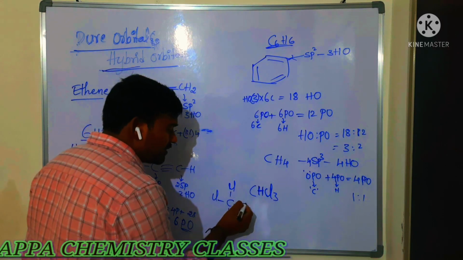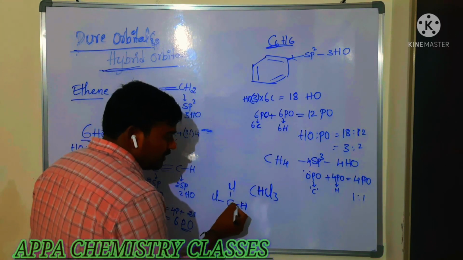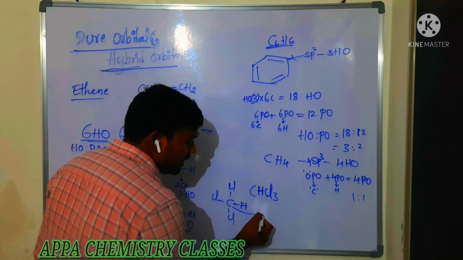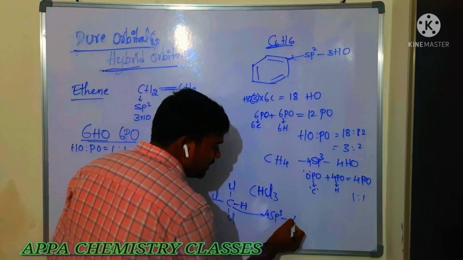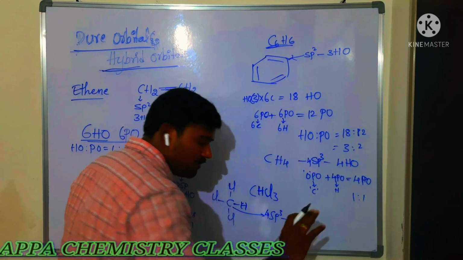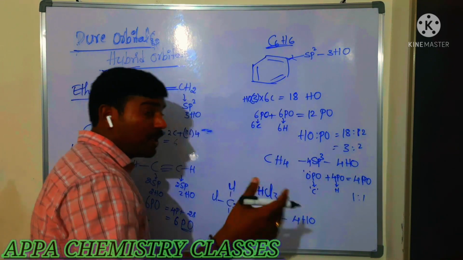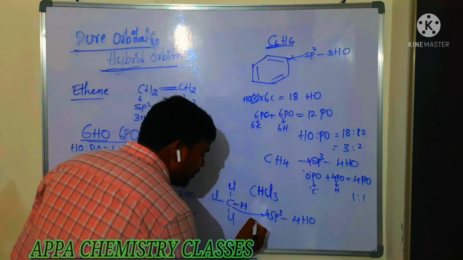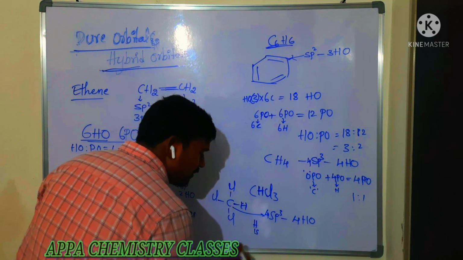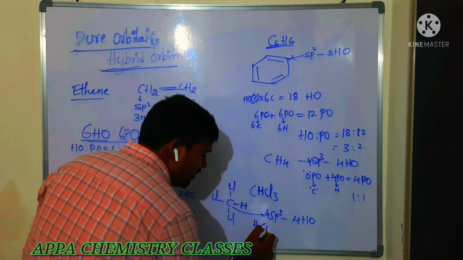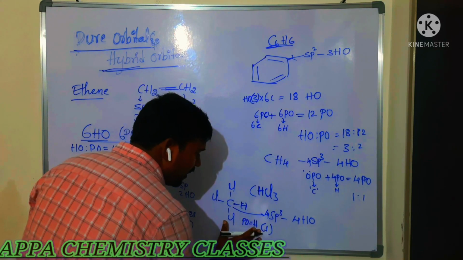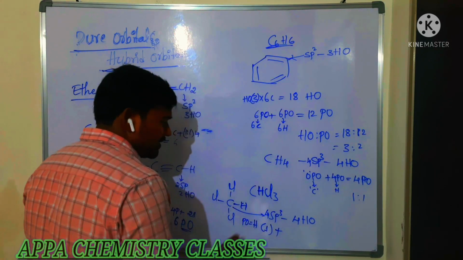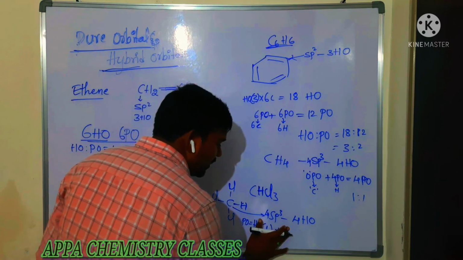Now you see in this case, this carbon has sp3 hybridization. So that is 4 sp3, 4 hybrid orbitals. You keep it as it is. Now coming to pure orbitals. Hydrogen will have only 1 s orbital, that is not participating. From hydrogen, pure orbital is 1, plus 3 chlorines are there.